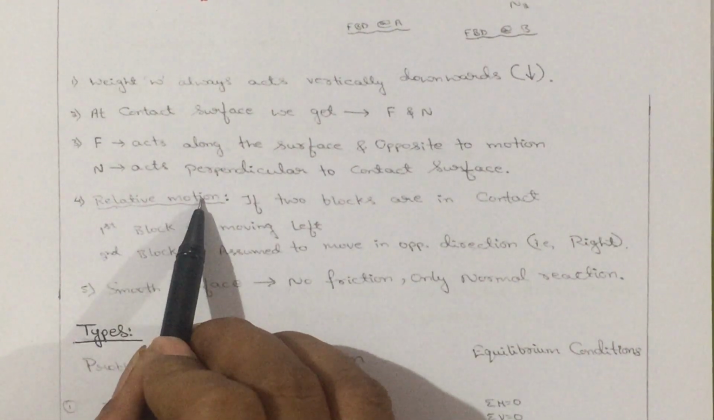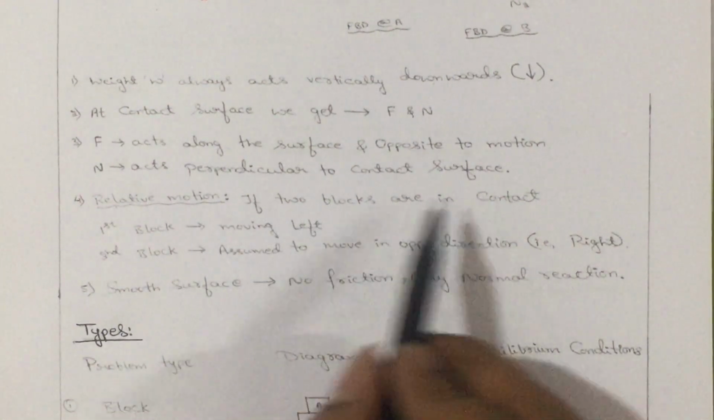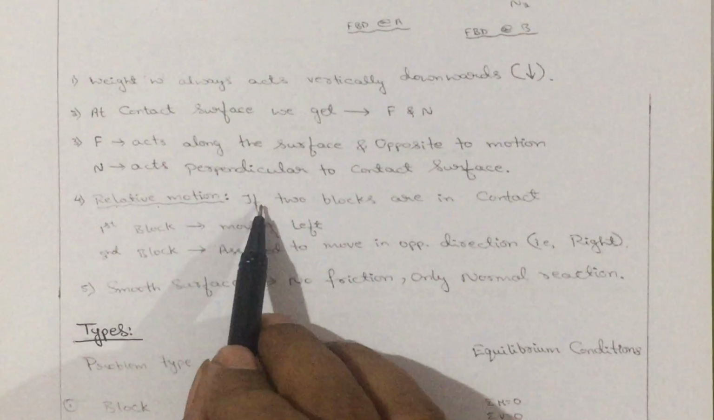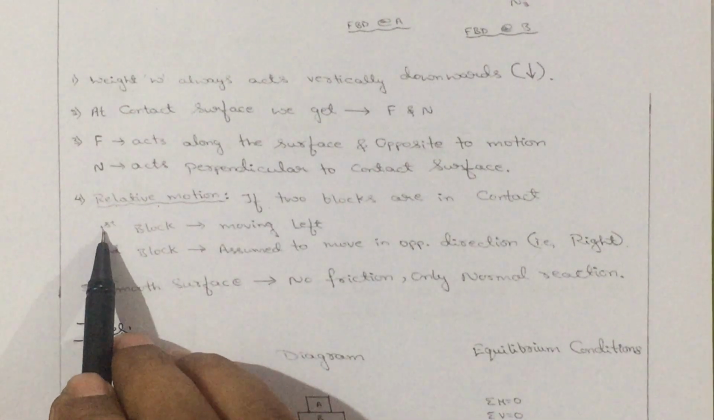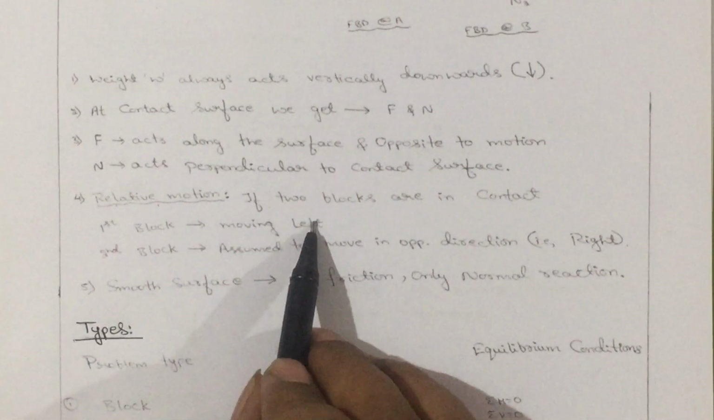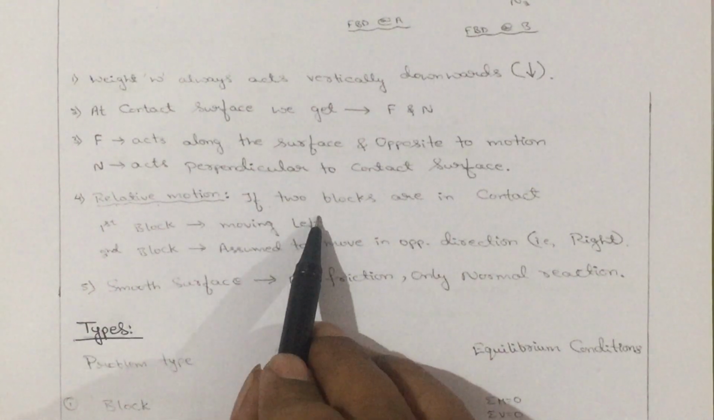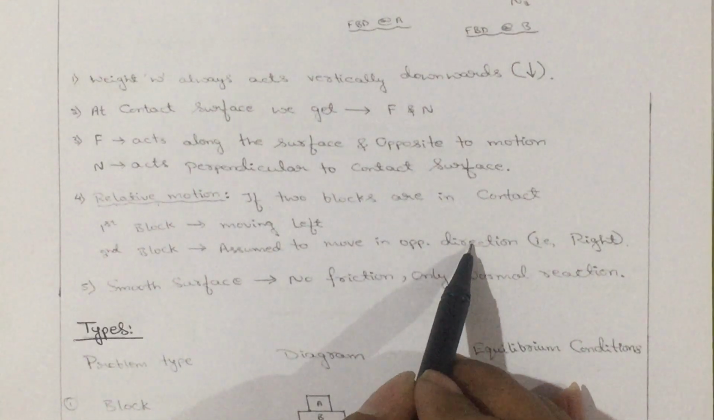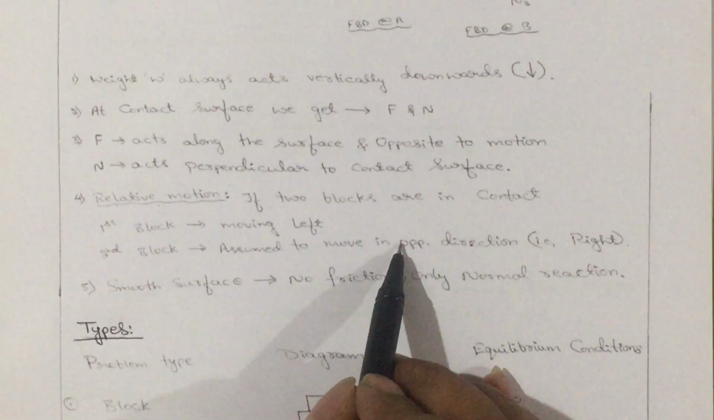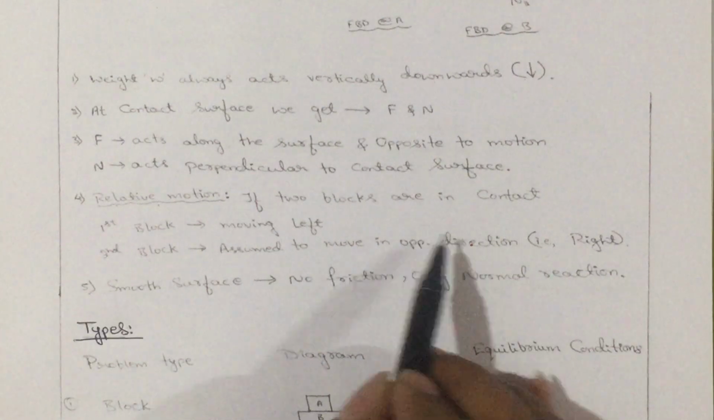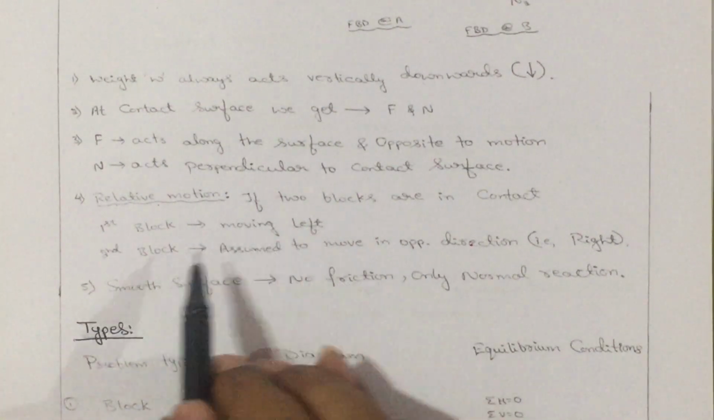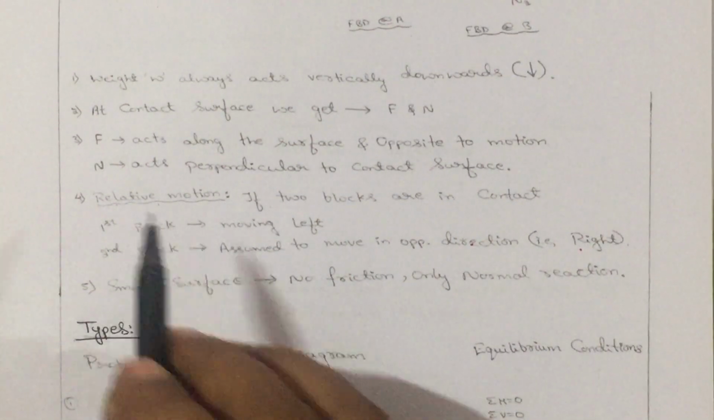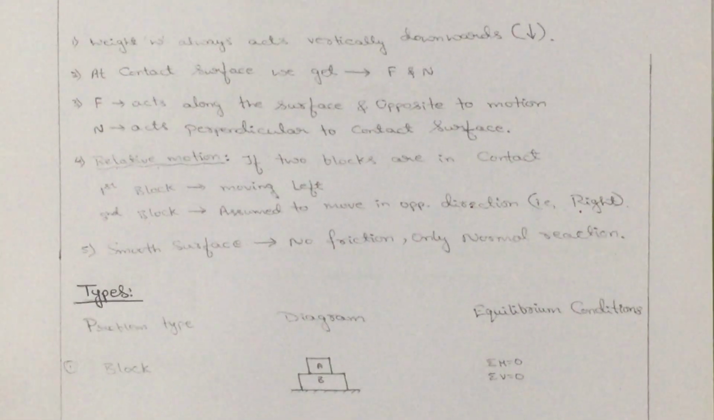Then relative motion. If two blocks are in contact, what do we mean by relative motion? If the first block is moving left, then the second block is assumed to move in the opposite direction. The first block is moving leftward, then the second block will move rightwards. This assumption we call relative motion.